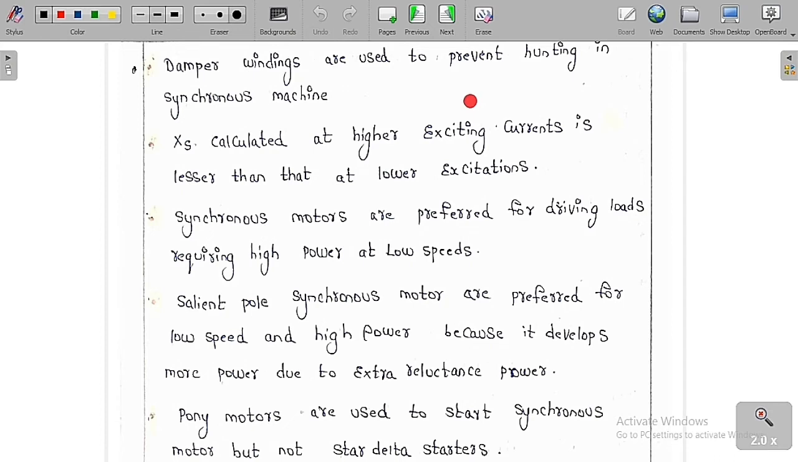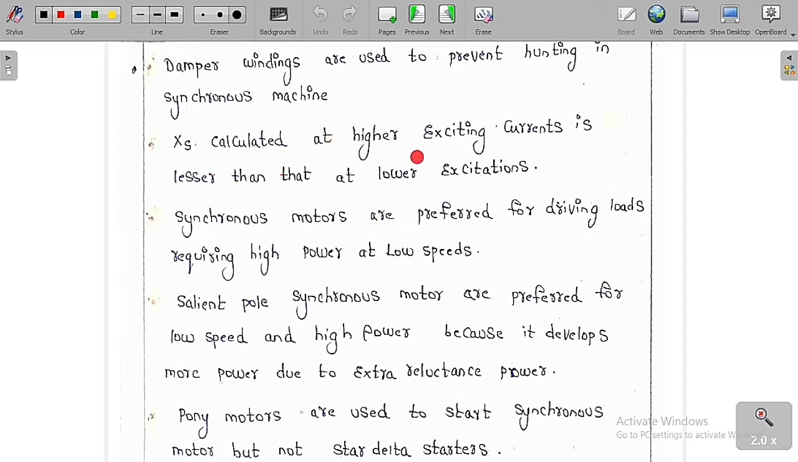With the help of the damper windings, the hunting can be removed, because even though NR may be less than NS or greater than NS at that instant, because of the damper windings we are finally going to get NR equal to NS. So hunting means that whenever there is a sudden change in load, the synchronous machine tries to find a new stable point, and with the help of the damper winding, the new stable point will again be the original load condition, which is NR equal to NS. So damper windings are used to prevent hunting in a synchronous machine.